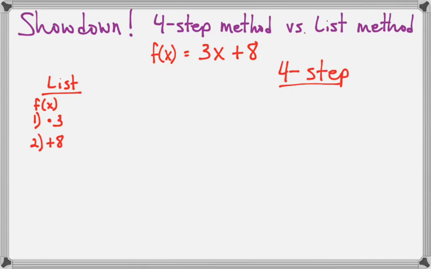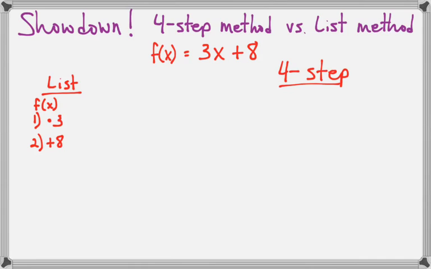In the list method, we make a list of the things that the x is having done to it. So the first thing is times 3, so I put times 3 in the list. Next thing is plus 8, so I put plus 8 in the list.